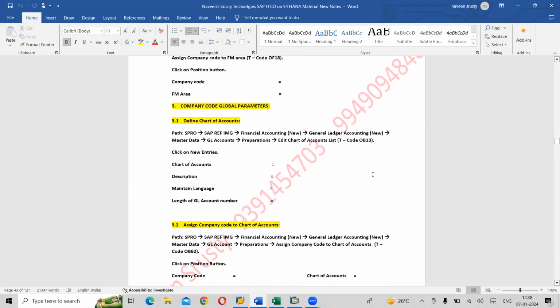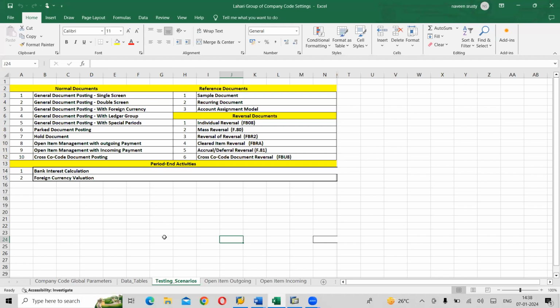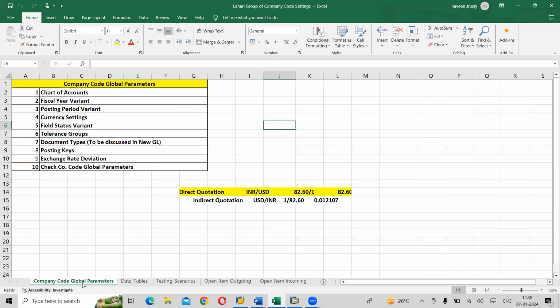Put a heading as company code global parameters. Okay, enterprise structure setting is completed with this. Next step, put a heading as company code global parameters. I have prepared an Excel for you and I'll share that also with you. So write down these, able to see the company code global parameters? Write down these 10 steps.